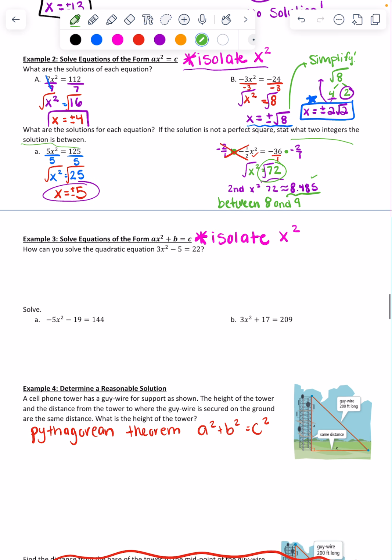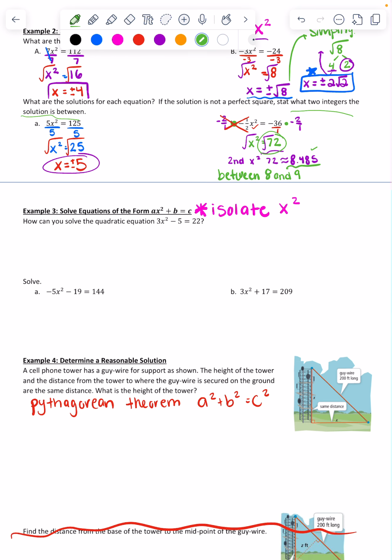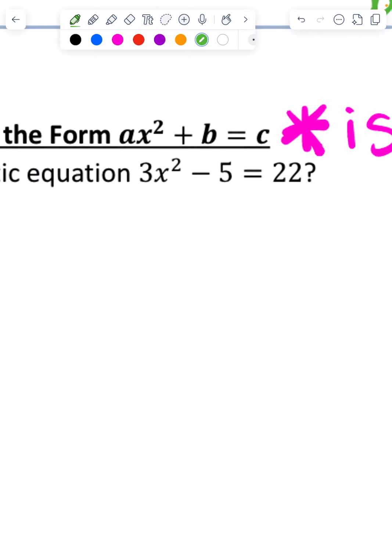All right, we're going to take it up one more notch today in example 3. We're still doing the same thing, guys. Our goal is to isolate x squared just like we normally would in any equation. It might even be helpful to just think about the x squared as maybe just one variable right now. It's just one big x.